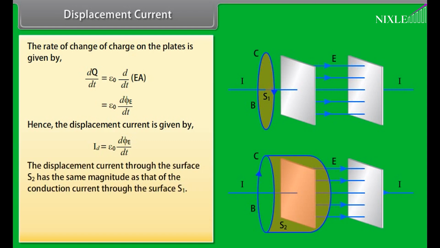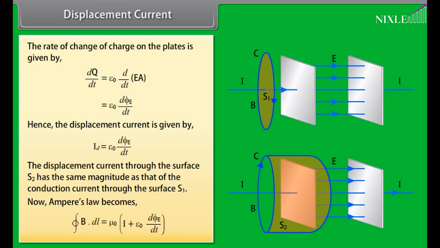The displacement current through the surface S2 has the same magnitude as that of the conduction current through the surface S1. Now, Ampere's law becomes: closed integral of B dot dl is equal to mu naught multiplied by I plus epsilon naught d phi E by dt.